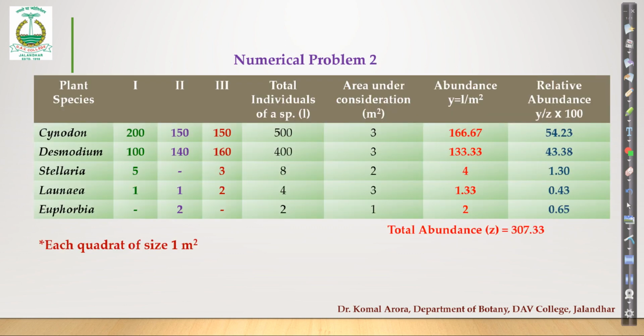This is another example to find out relative abundance. So you have now again 3 quadrats. This is the number of plants of that species. This is the area under consideration. When you divide both these terms, you will get abundance. Now abundance of a species divided by total abundance into 100 will give you this value. So for example, for Euphorbia it will be abundance of Euphorbia divided by total abundance into 100.